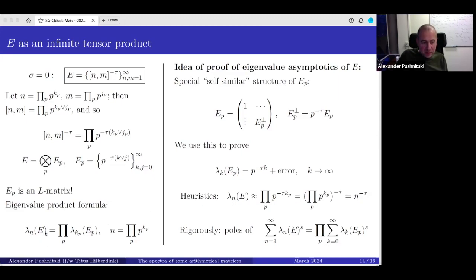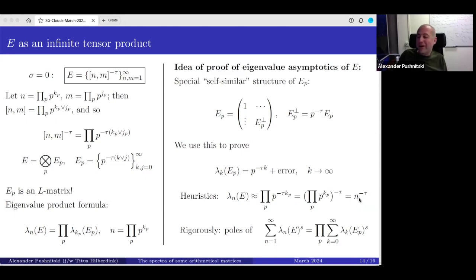Let's take this eigenvalue product formula. Now let's formally replace this lambda k by these asymptotics. Let's just ignore the error term now. Let's just replace it by the asymptotic. So what you get is this. And then you notice that by rearranging, you take the product of this p to the kp, and that's exactly n to the tau. So you recover these asymptotics.